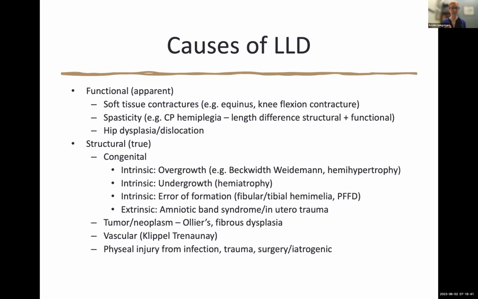So a patient with CP and hemiplegia, while there may be a true limb length difference, and often the more affected side is shorter, they often will have a knee flexion contracture, which makes that leg look relatively shorter, even if the structural difference is not that big. And then hip pathology, hip dislocation can also make the leg seem relatively shorter, even if the limb is the same length. And then there's the structural causes.